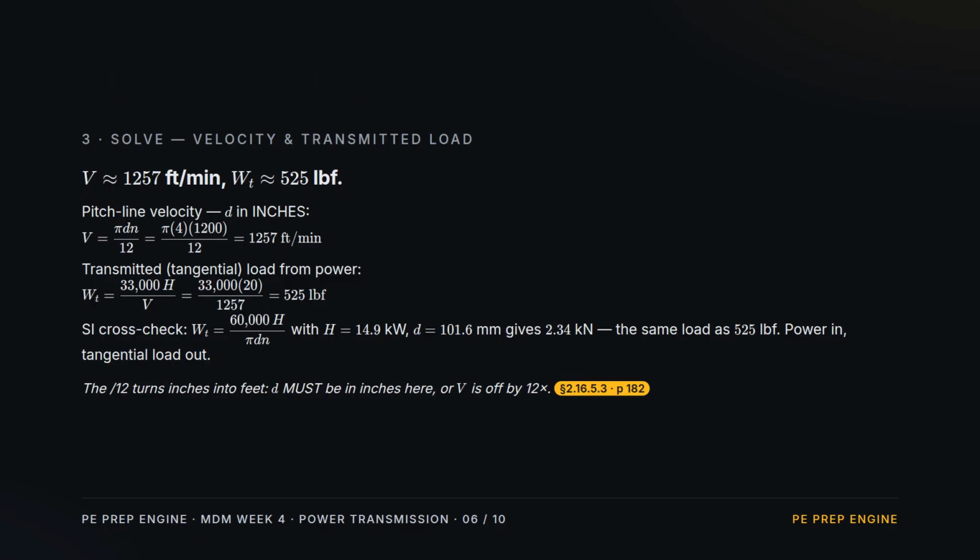Solve. Part 1. Pitch line velocity is pi times diameter times speed over 12, with the diameter in inches, about 1257. The transmitted load is 33,000 times horsepower over that velocity, about 525. The SI formula gives the same load in kilonewtons as a crosscheck. Power in, tangential load out.